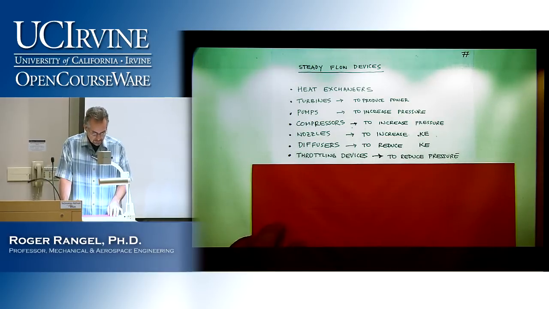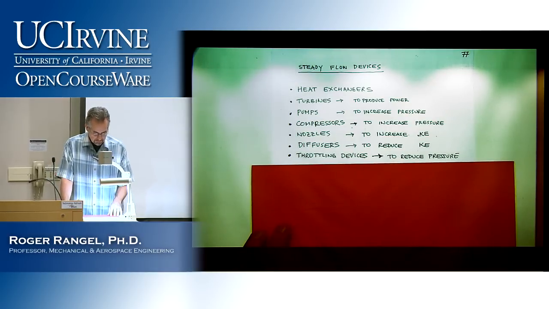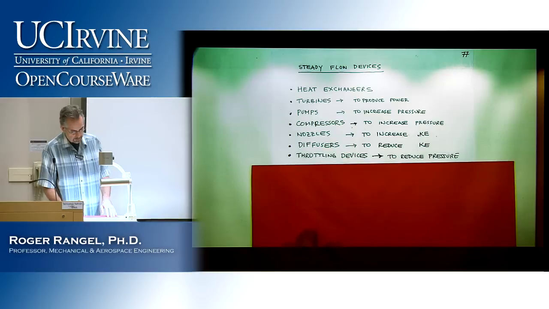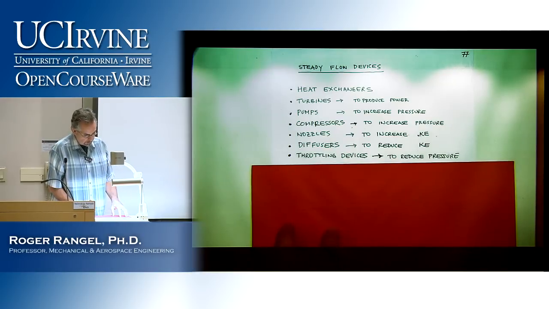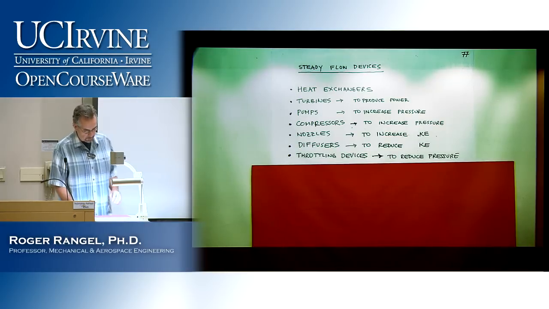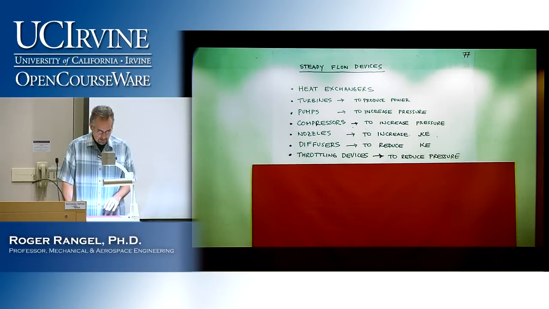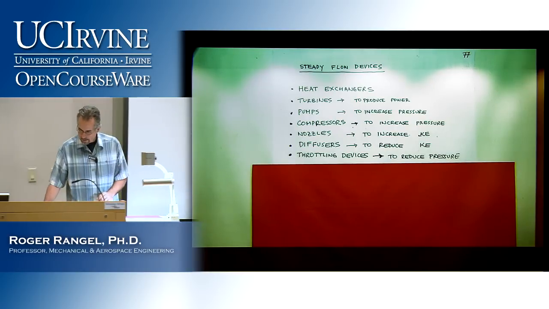Then we have nozzles, which are devices that increase the kinetic energy of a fluid. Diffusers, which do the opposite. They reduce the kinetic energy of a fluid. And then throttling devices, which are mainly designed to reduce the pressure of a certain flow. Those are the ones that we're going to be concentrating on.